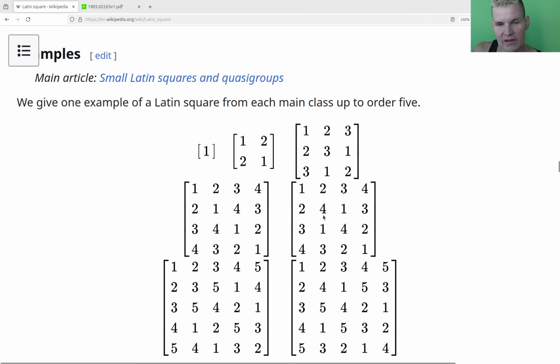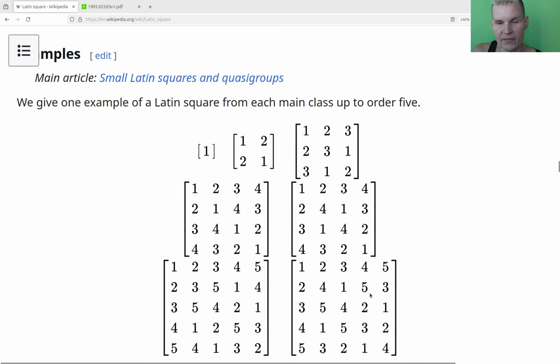Here's Z mod 4 and the Klein 4 group. So again, groups of order 4, and there's only one group of order 5, and that's Z mod 5. So we have the one group of order 5 here, so it's one of those two tables, and the other one is just a quasigroup.